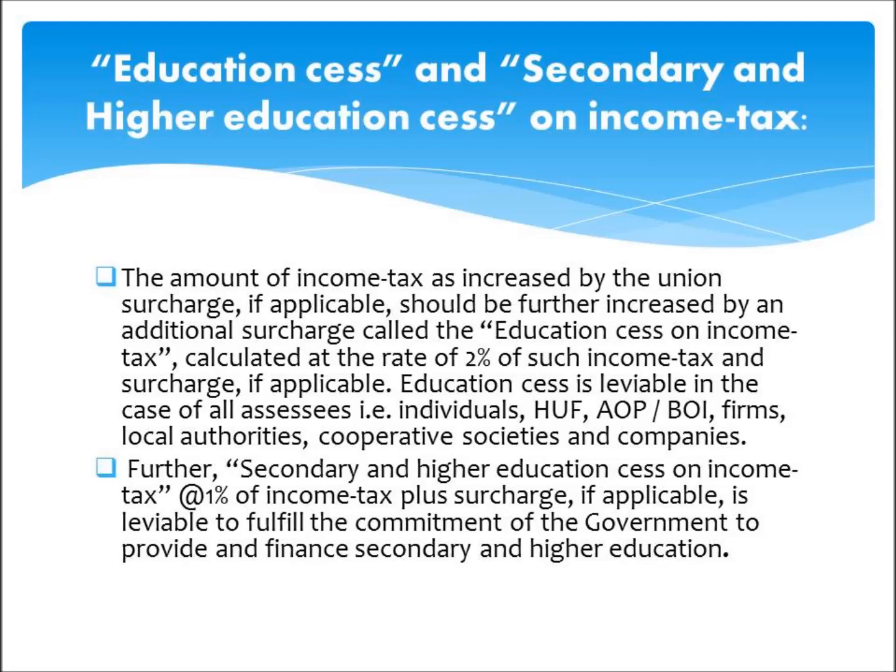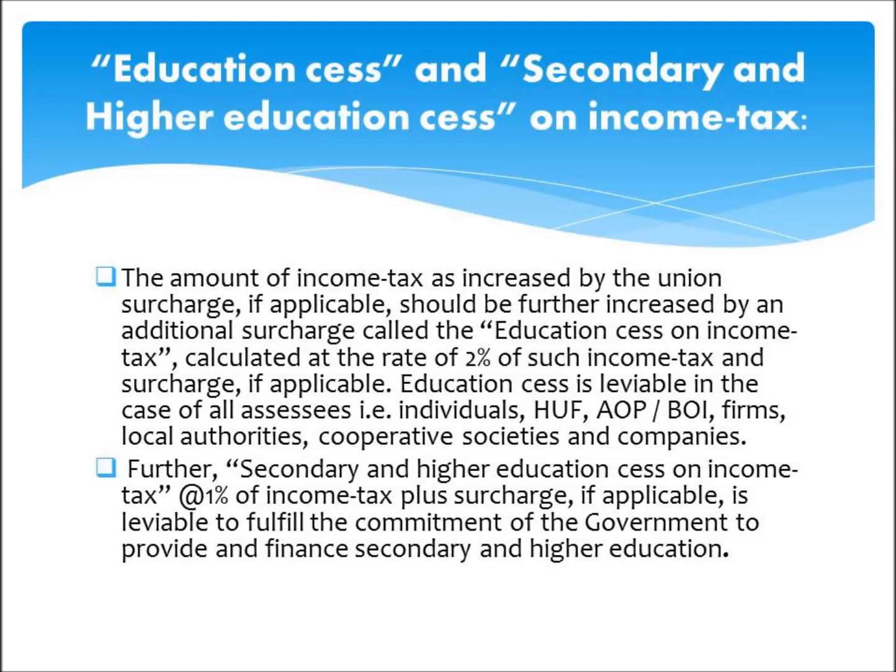Meaning, after we have applied income tax on the total income and thereafter applied surcharge, we then apply 2% on the total of income tax and surcharge. So this is how education cess is levied. It is levied upon the total of income tax and surcharge payable. Education cess is leviable in case of all assessees, as I said earlier, irrespective of their income, that is individuals, HUF, AOP, BOI, firms, local authorities, cooperative societies and companies.